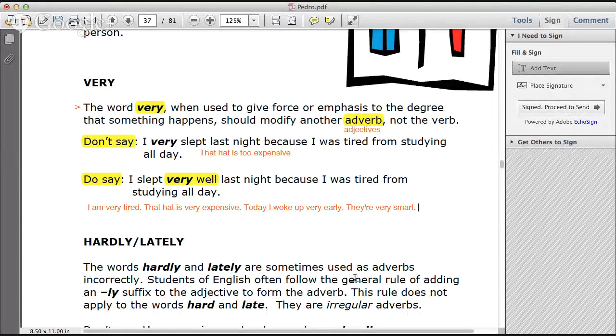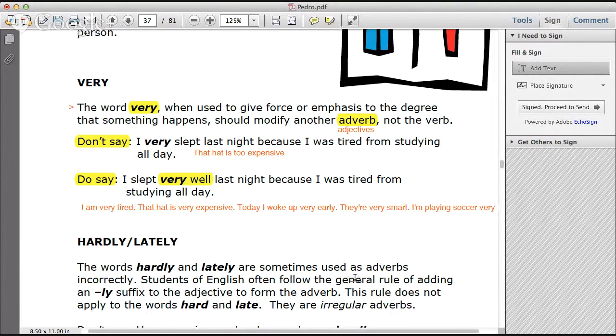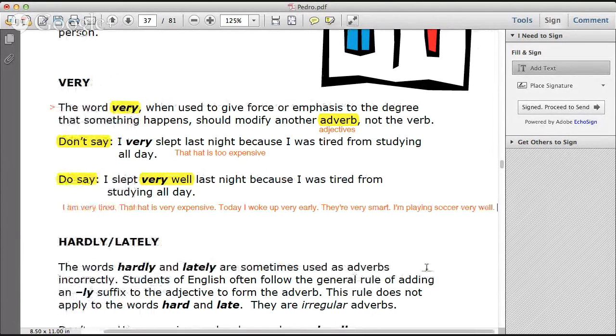I'm playing soccer very well. Now, okay, the only time we're going to say I am playing is if you are currently doing it right now. So what we want to say is I play. Okay, and that would work just fine. I play soccer very well.